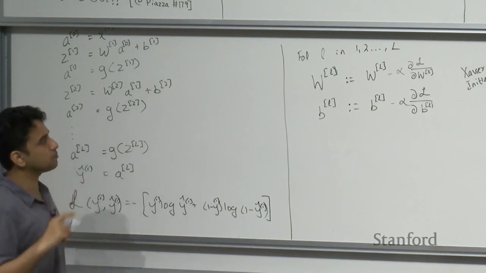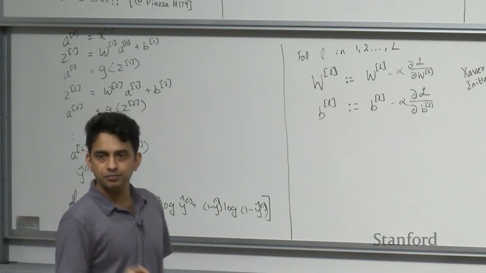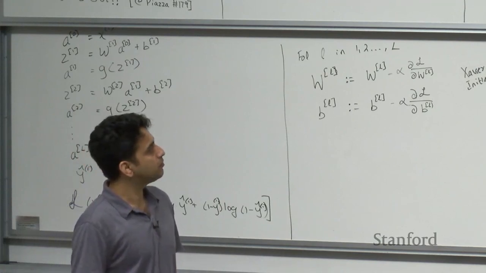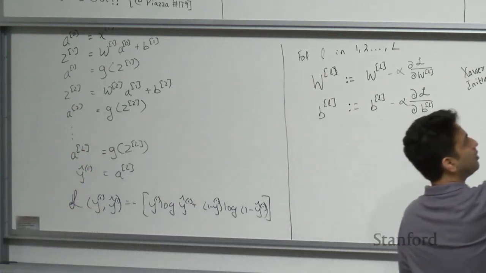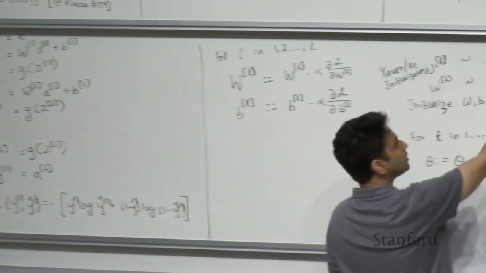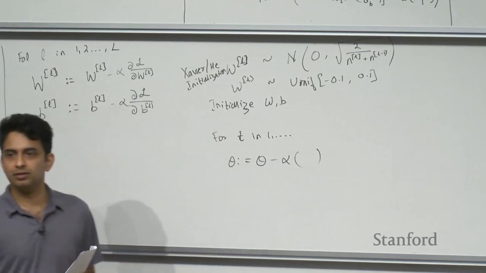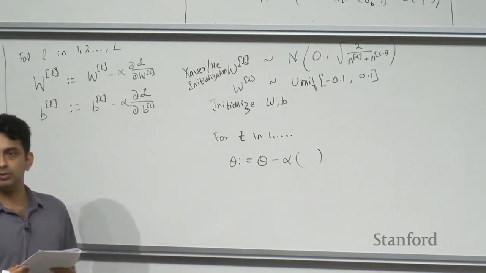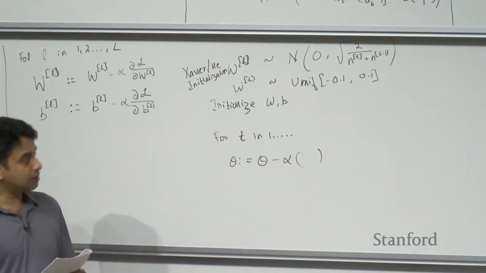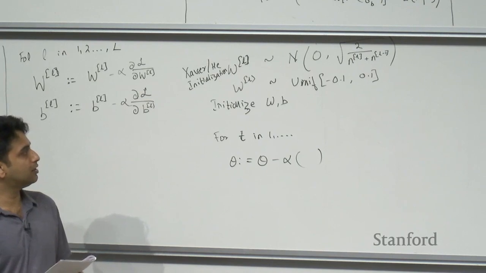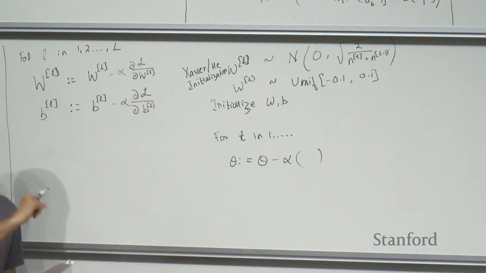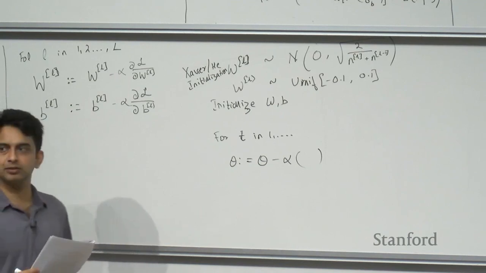Right. Yes, question? What's that small n? Yeah, so this over here is the number of neurons in the lth layer and the number of neurons in the L minus 1th layer. And are we going to discuss the reason for that? Yeah, we can discuss the reason for that. Probably, if you remind me again, we can discuss the reason for that.